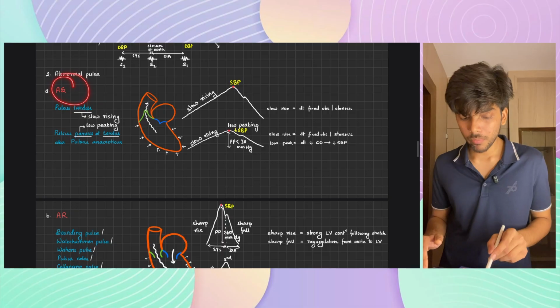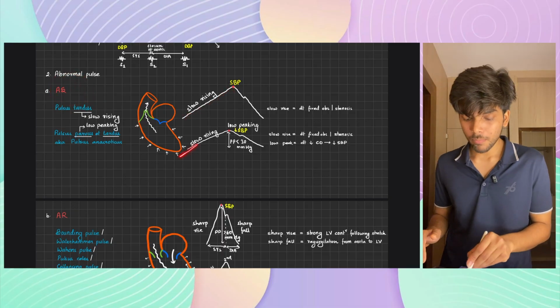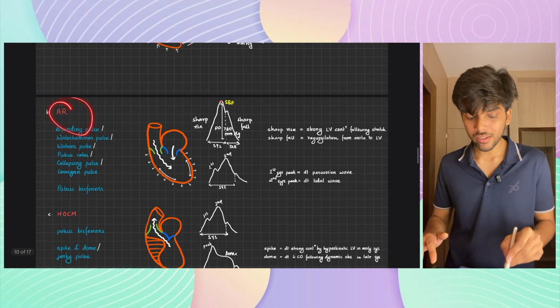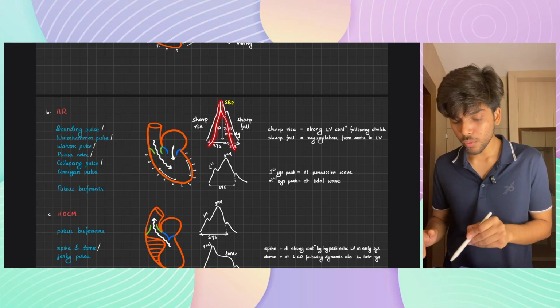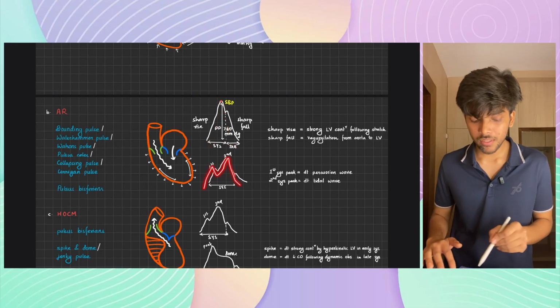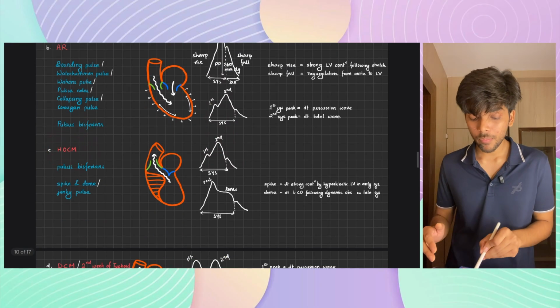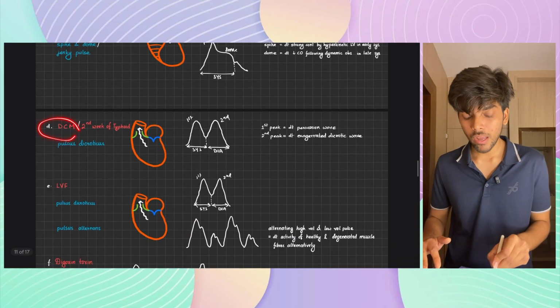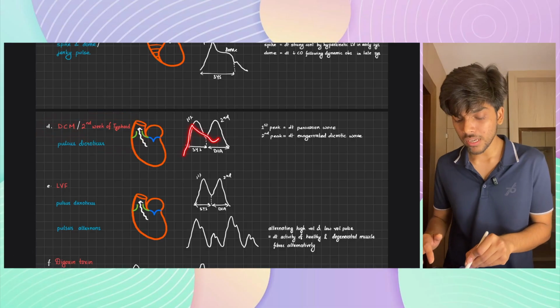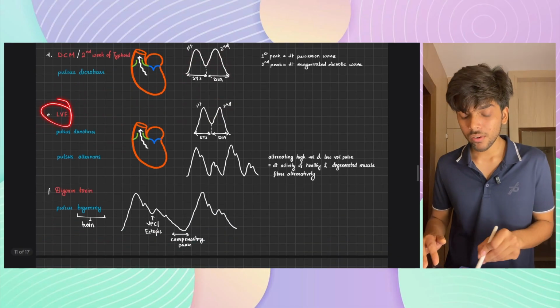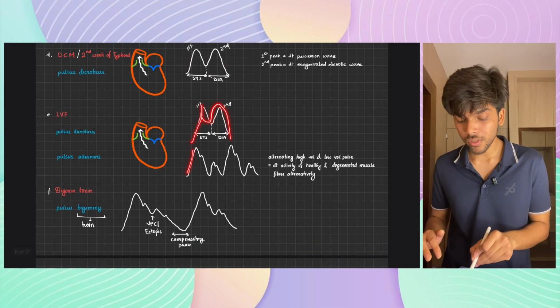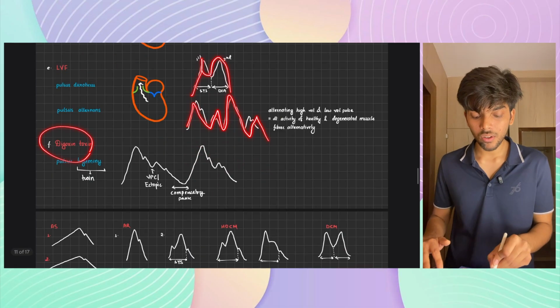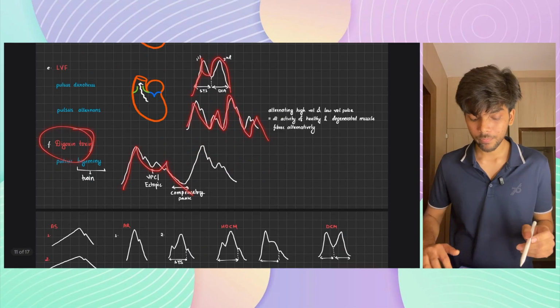Aortic stenosis, pulsus tardus, pulsus parvus et tardus, aortic regurgitation, the bounding pulse or water hammer pulse, and pulsus bisferiens, hypertrophic obstructive cardiomyopathy with pulsus bisferiens and spike and dome, dilated cardiomyopathy and second week of typhoid, pulsus dicroticus, left ventricular failure with pulsus dicroticus and pulsus alternans, and digoxin toxicity with pulsus bigemini.